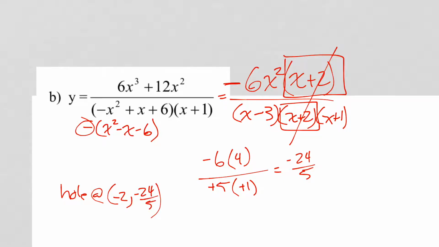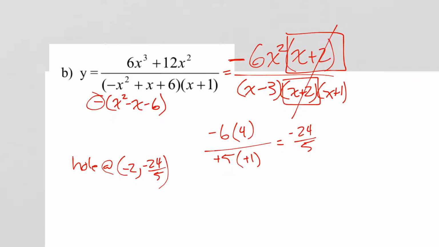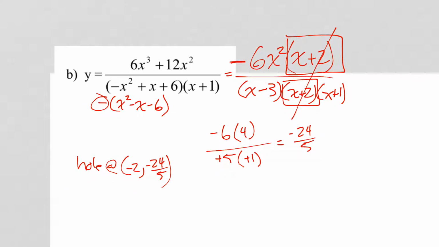Notice that that is almost negative 25 fifths, which is negative 5. So we're just about at negative 5, but not quite there. All right, what else do we know? We know that we're going to have an x-intercept at 0. Boom, that's sick because of that x squared factor in the top. So we will have a y-intercept at 0, 0.